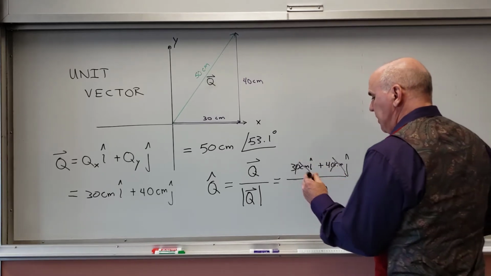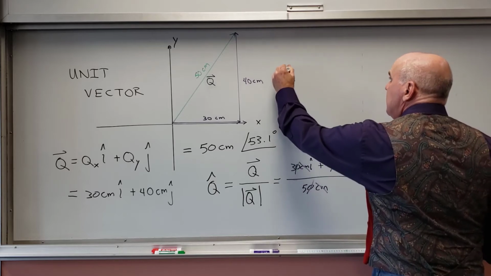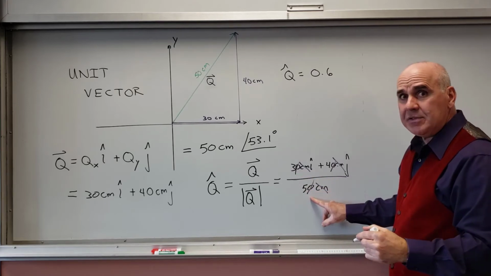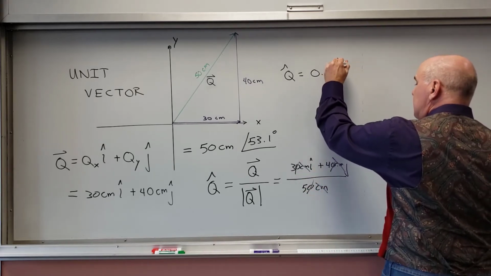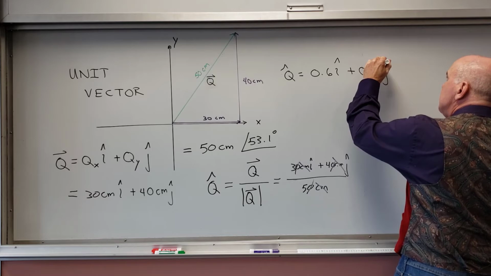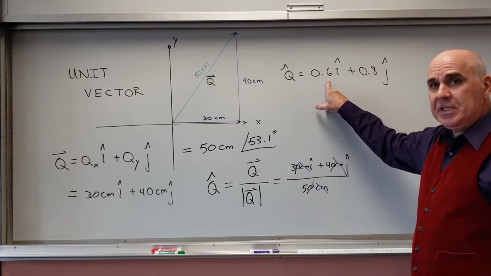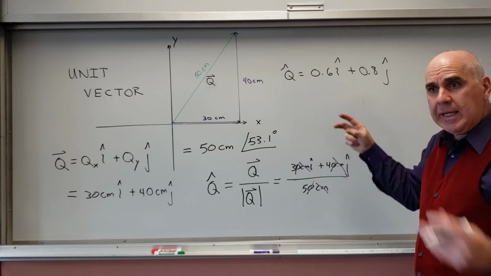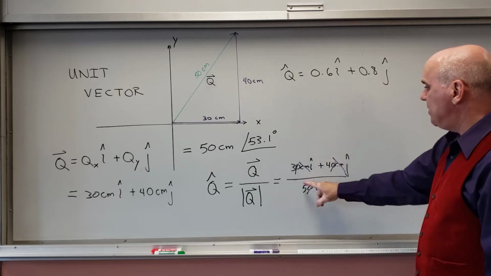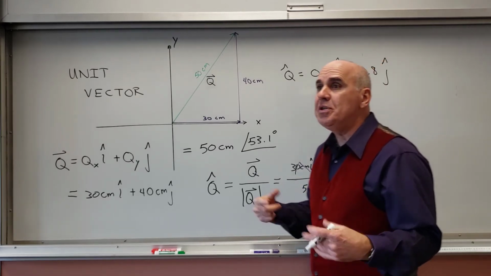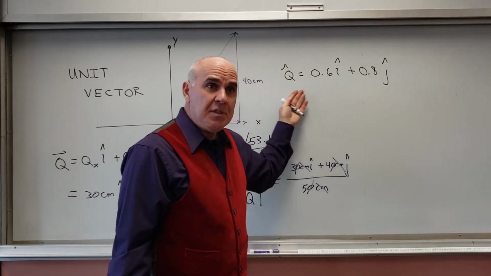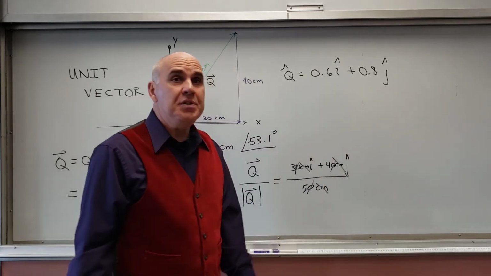And so what I'm going to end up with for q hat is 0.6, that's 3 over 5, in the i hat direction, plus 0.8 in the j hat direction. And if you do 0.6 squared plus 0.8 squared, add them together, and take the square root, you're going to get 1. And so this has a length of 1. Notice there are no centimeters, those went away. So there's no dimension to this vector, but it has a length of 1. So that is a unit vector.